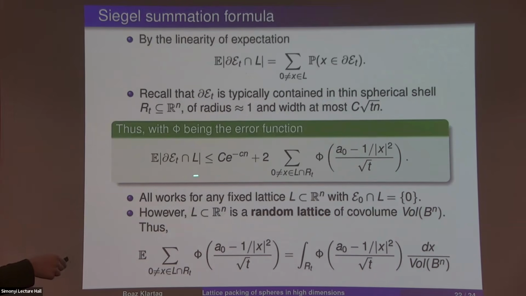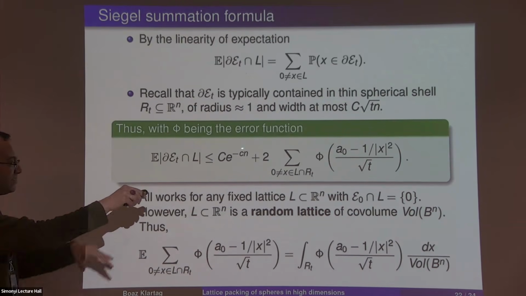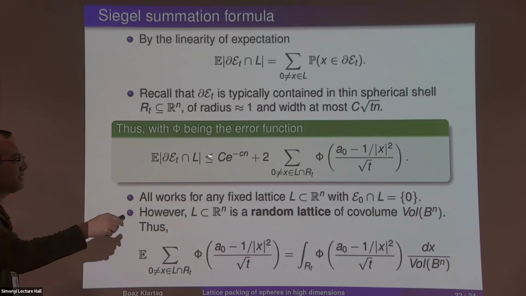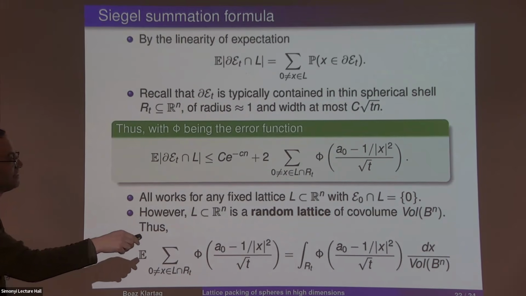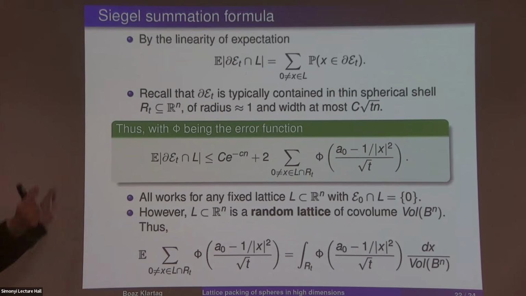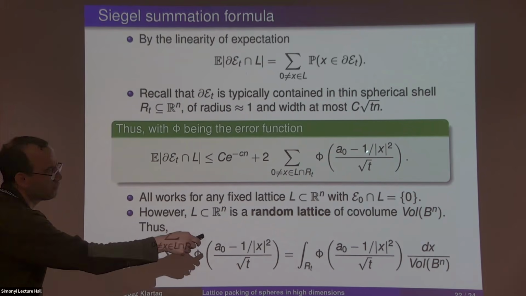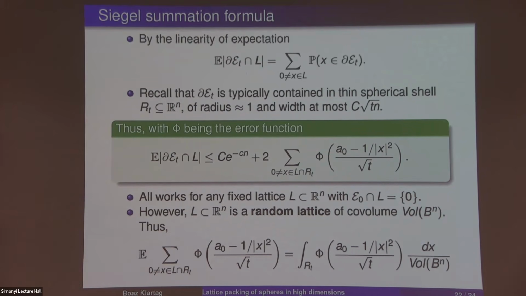So what I get from that is, for any lattice in the world, if I run my process, the expected number of contact points is at most the sum over all lattice points in some ring of the error function of something. This works for any fixed lattice. And now I introduce the randomness in the space of lattices. Let L be a random lattice of covolume one. This random lattice with good probability is disjoint from the unit ball.